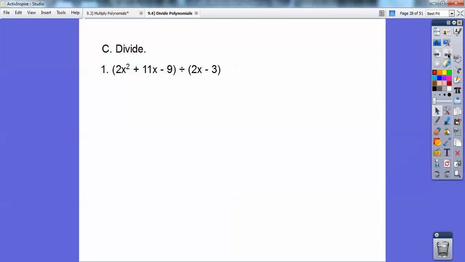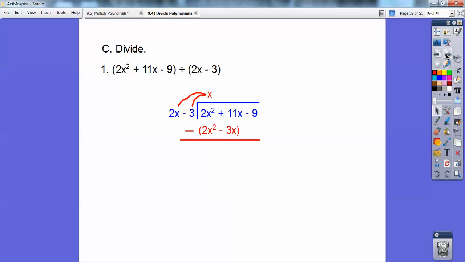Okay, so let's divide this guy divided by this guy. So the 2x minus 3 goes on the outside, and the other one goes on the inside. Okay, so 2x times what will get me 2x squared? Hopefully you guys can see it's an x. And then I'm going to multiply this x times 2x and then x times -3. Okay, so I get 2x squared minus 3x.